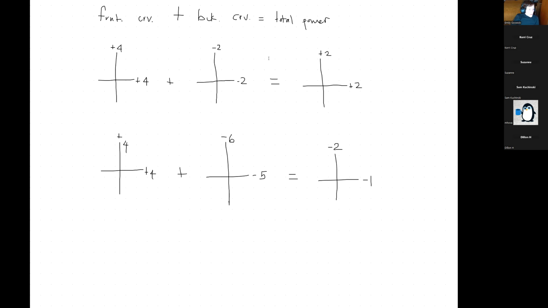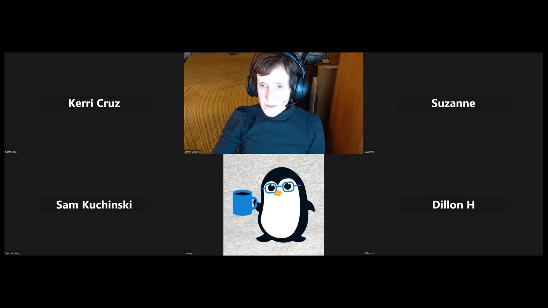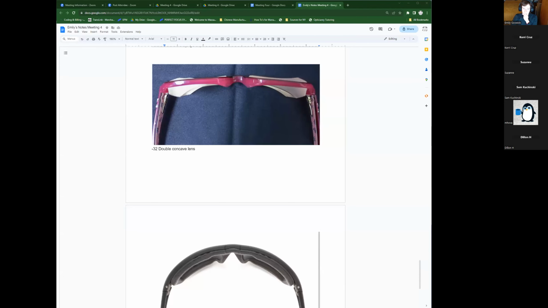Let me quickly show you. I had some cool examples that I wanted to show you, just a couple pictures of glasses that I think would be neat. Just to illustrate a couple of these concepts, I'm going to share my screen one more time. Okay, so hopefully you guys can see this okay.